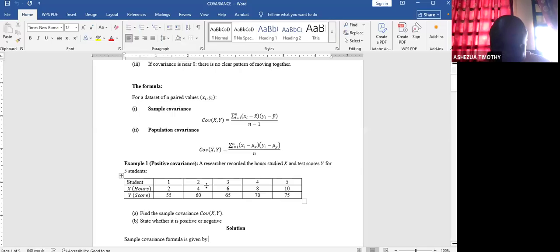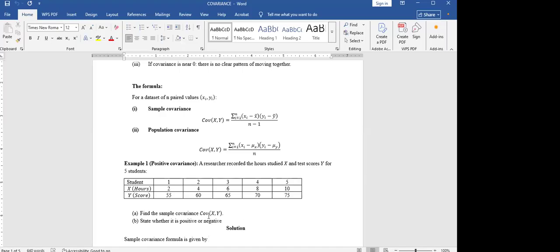I intentionally brought this example to tell you something. The student that put 2 hours got 55%, 4 hours got 60%, 6 hours got 65%, 8 hours got 70%, and 10 hours got 75%. So I would advise that you put in more hours in your studies so that the performance can be better. And it agrees with reality. The moment you put in huge hours, you get huge results.